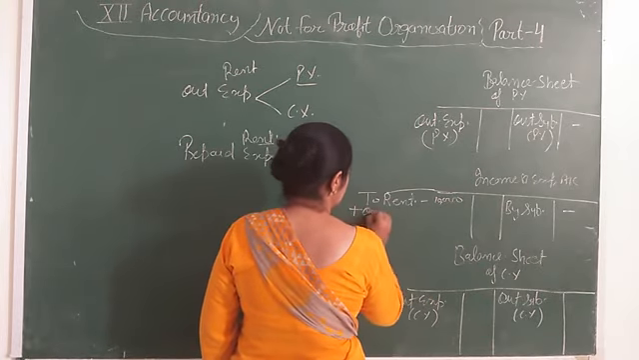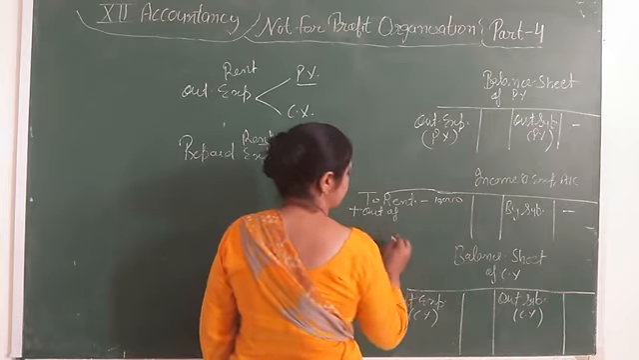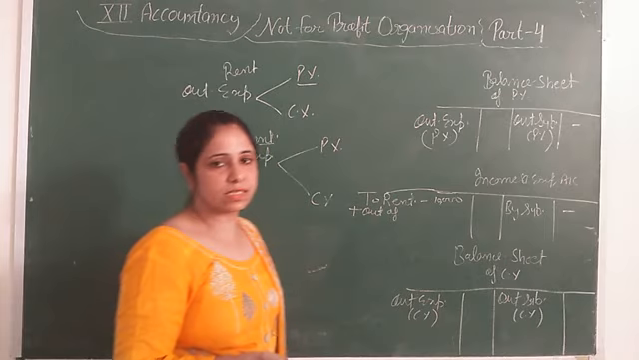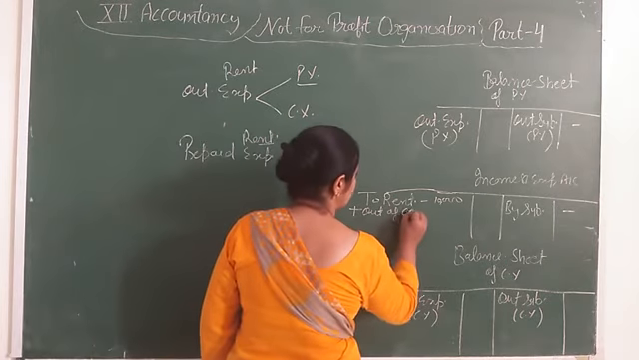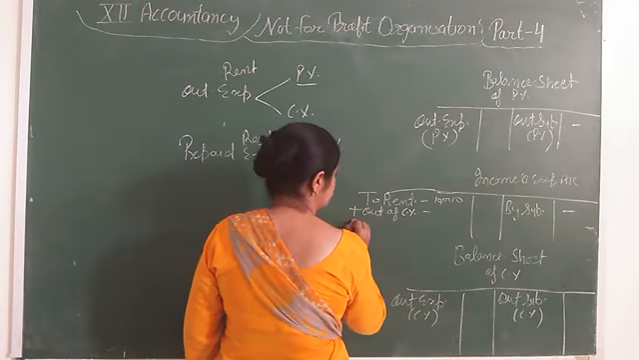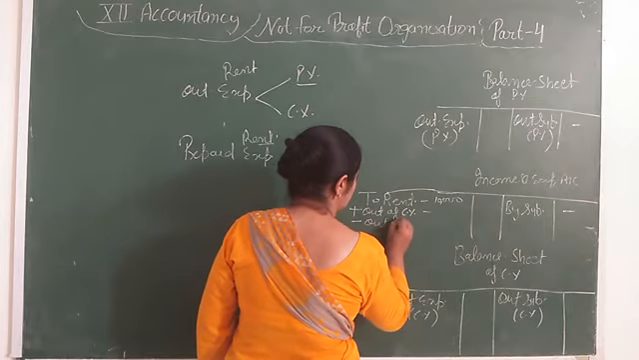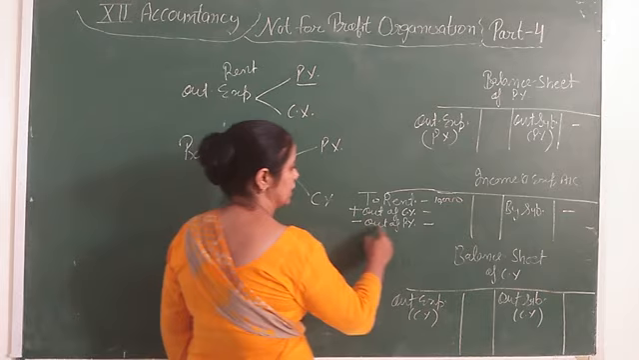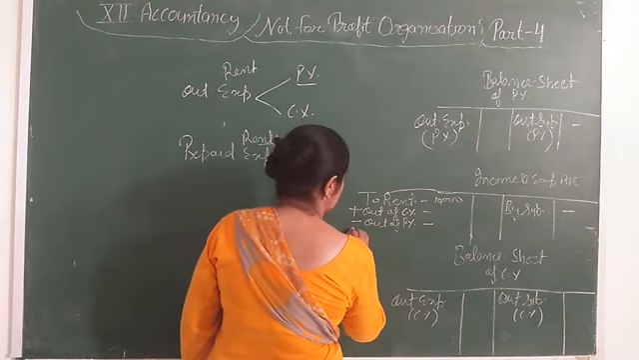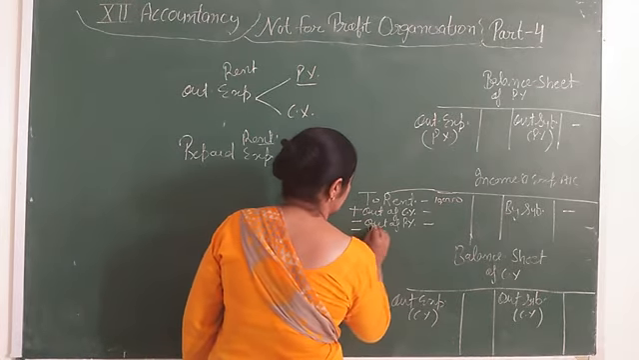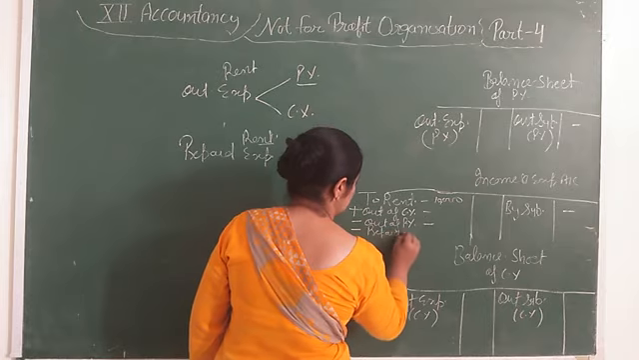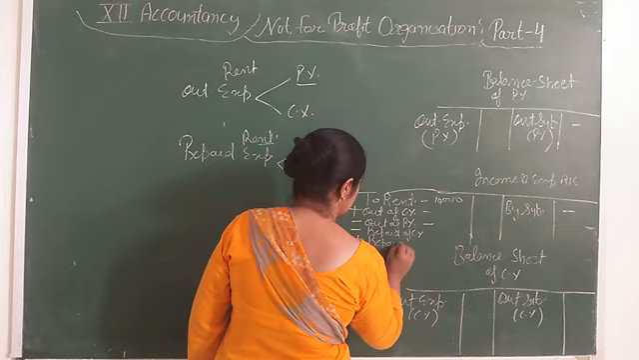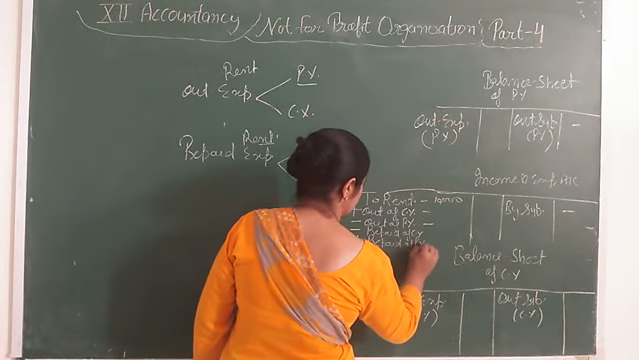Then you will add outstanding. Like in class 11, the outstanding there was only of the current year, not the previous year. So the outstanding of the current year you will add, and the outstanding of the previous year you will deduct. And the prepaid you will reverse: minus prepaid of the current year and plus prepaid of the previous year.